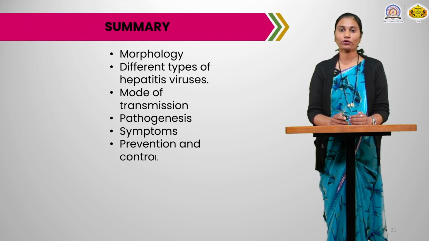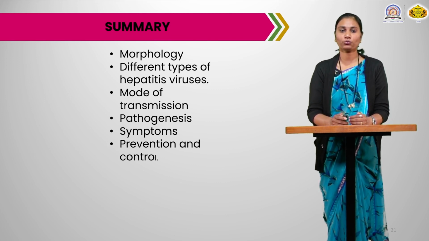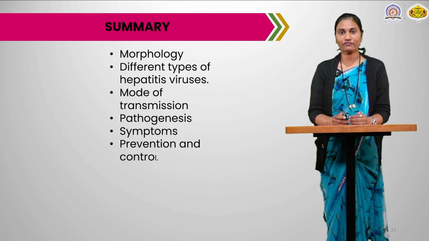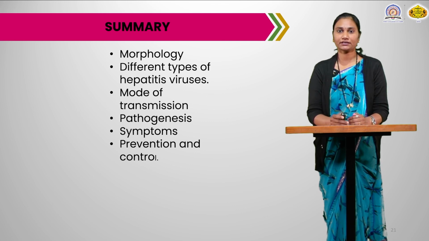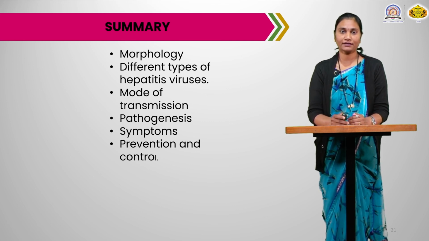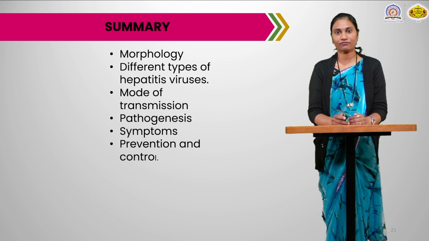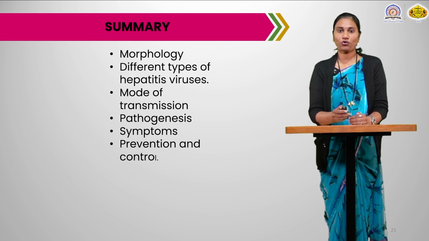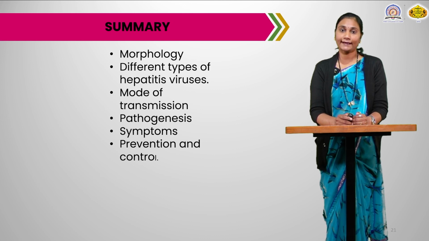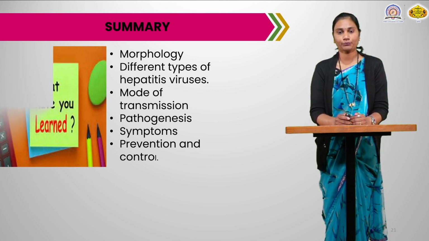So, let us summarize what we have seen in today's lecture. We have gone through the morphological characteristics of hepatitis virus, followed by the different types of hepatitis viruses and their different characters. Then we have seen the mode of transmission of hepatitis A virus, pathogenesis of hepatitis A virus, and we have also gone through the symptoms, diagnosis, prevention and treatment of hepatitis A virus.